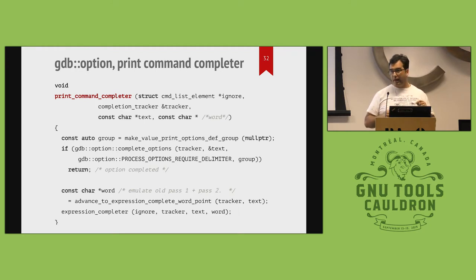If the user typed just backtrace and tab, there were no options. Or even if the user typed backtrace past main space tab, you're past all the options. There's nothing else to complete in terms of options. So you continue completing on the argument after the options. Right? I call that the operand of the command. Terminology coming from getopt.